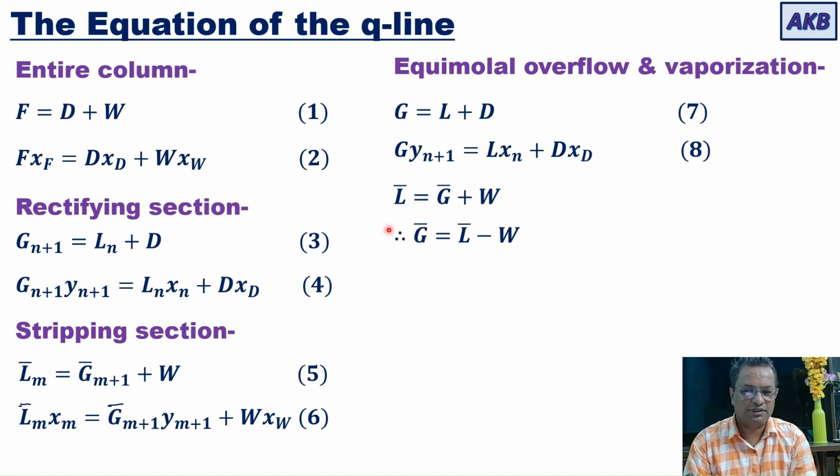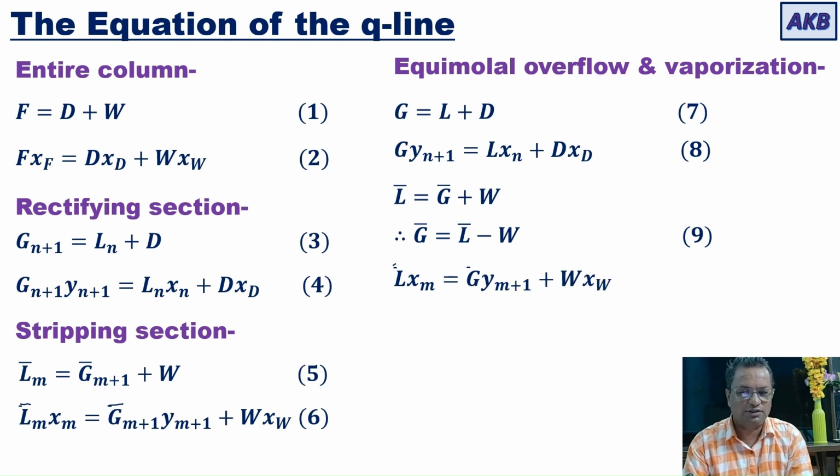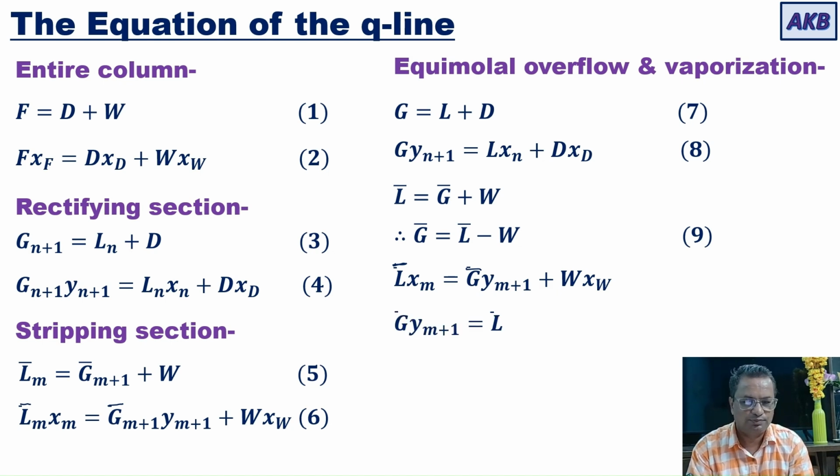Then for the stripping section, it will be L bar is equal to G bar plus W, which I will rearrange like G bar is equal to L bar minus W. I will call that equation number 9. And the material balance for the component: L bar M into Xm is equal to G bar into Ym plus 1 plus W into Xw. Again, I am rearranging it. I am writing G bar into Ym plus 1 is equal to L bar into Xm minus W into Xw, and I am calling it equation number 10.